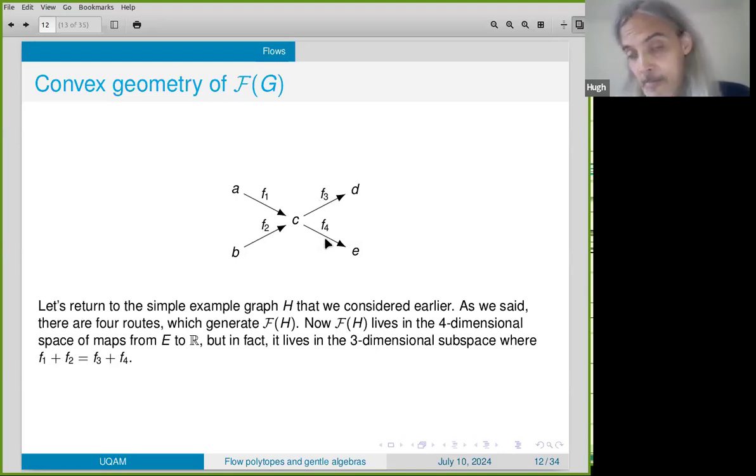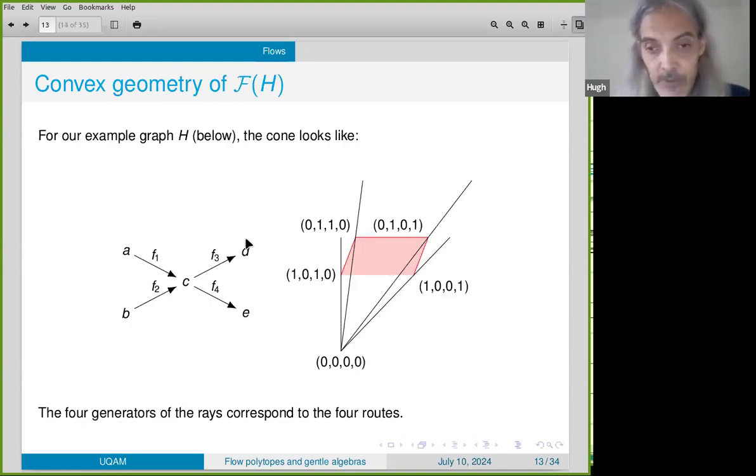So that means that although the flow cone lives in the 4-dimensional space of the values of the 4-tuples F1, F2, F3, F4, actually it's living in a 3-dimensional subspace of that. So that means we can actually draw the flow cone, and this is what we get. So here's the graph again, and these 4 lattice points are marked here, 1, 0, 1, 0, and so forth. They correspond to the 4 roots that I talked about earlier. These are 4 lattice points in this cone, and they generate the cone, as we said before. And so that tells us in particular that this really is the picture of the flow cone for this graph.